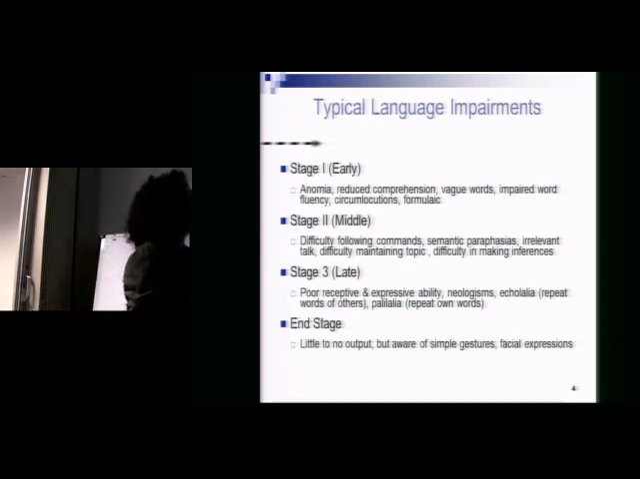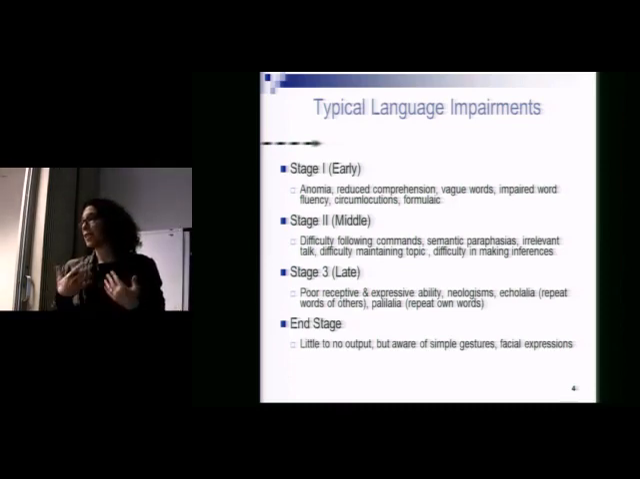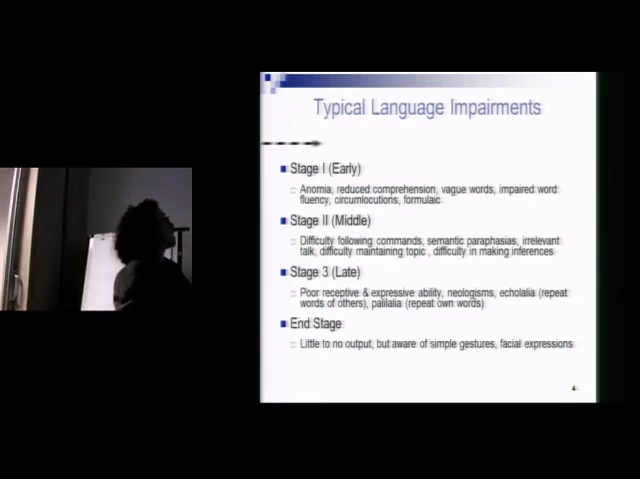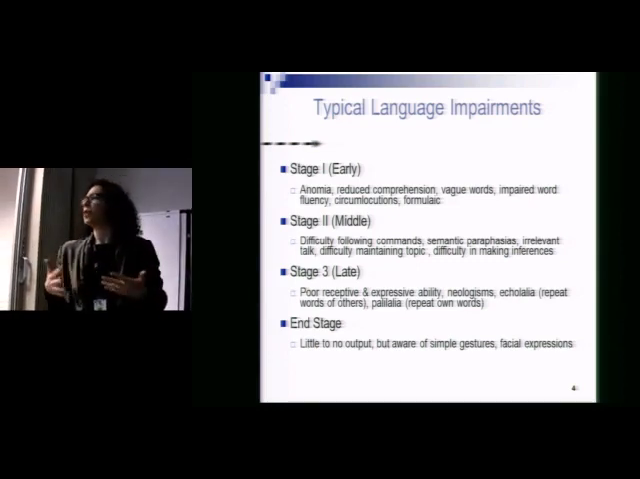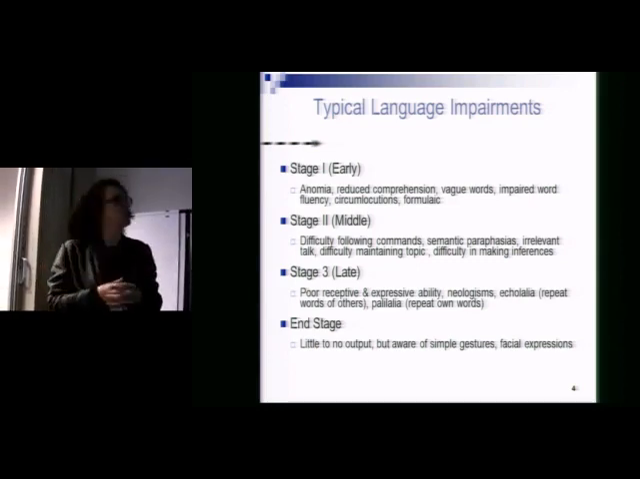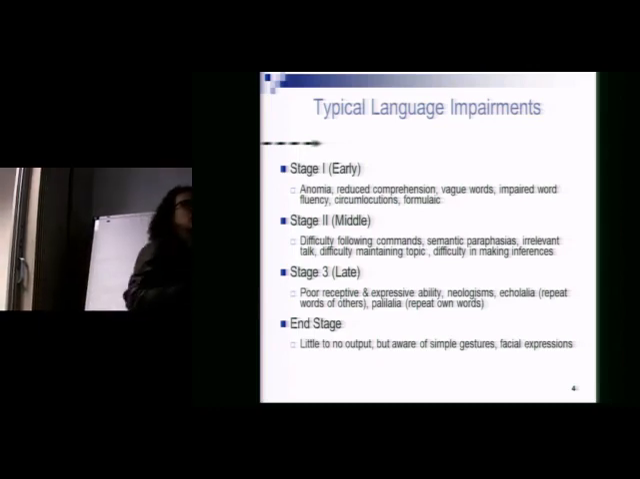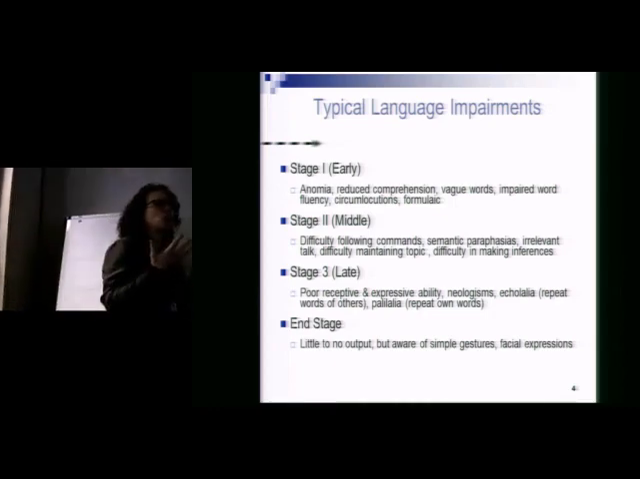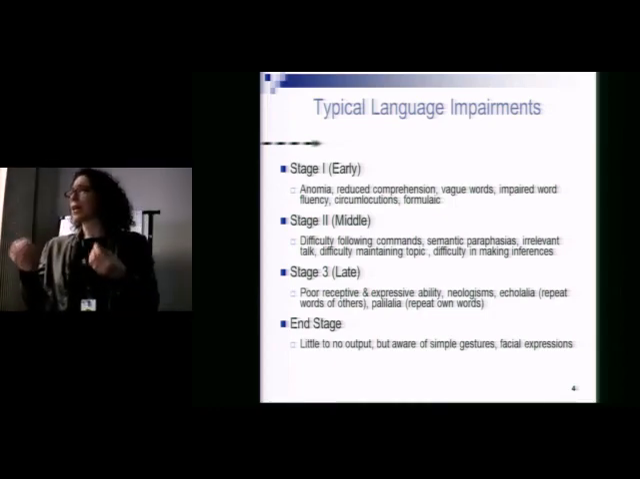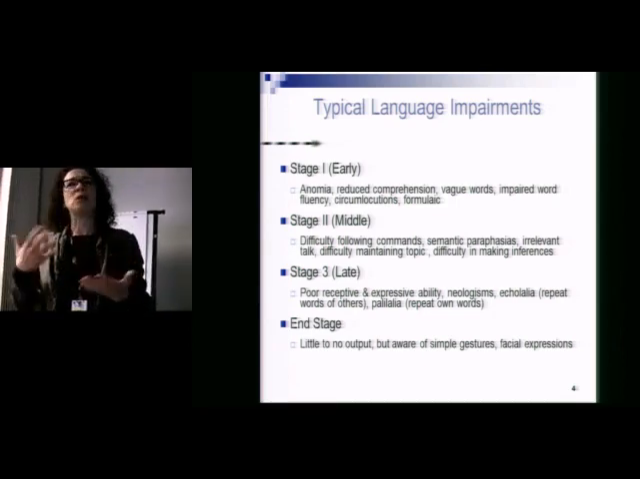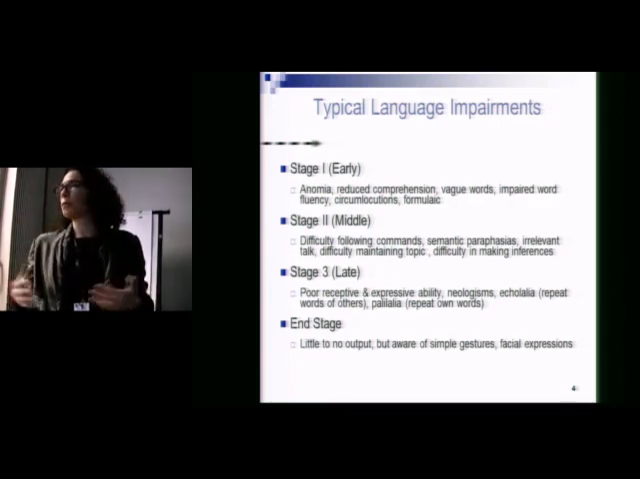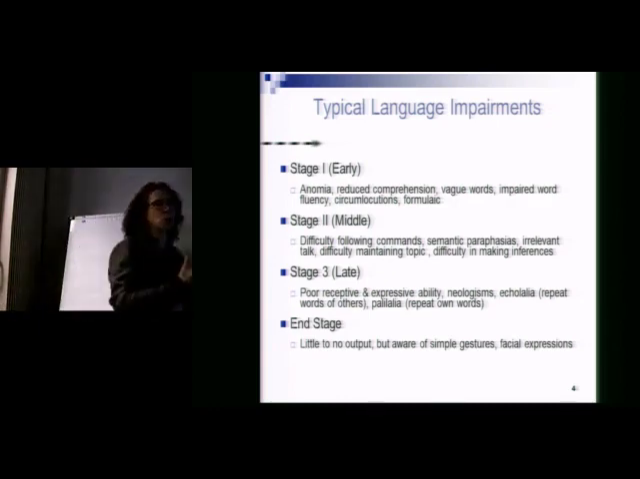So in the early stages, we might find that the most prominent problem that a person or their family reports is anomia, or a difficulty in finding the right words that they're trying to say. They might have reduced comprehension, but usually pretty mild, not a really significant problem. But in conversations, what we call discourse, you might find that words are getting vaguer. They're not coming up with the exact word that they're looking for, so they might be using more pronouns, like 'the' and 'this', or more vague terms like 'that thing', as opposed to 'the table' or 'the chair'.